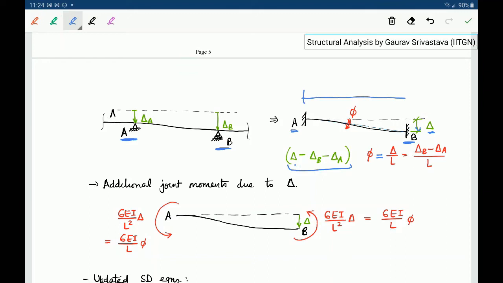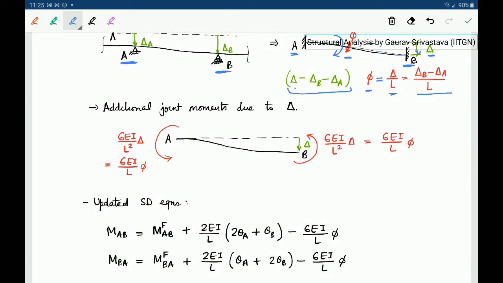So this is delta divided by the length of the beam, and we are able to do this because we are dealing with small deformations. So this chord rotation is in the clockwise direction. Okay, so at joint A, the clockwise rotation phi is happening because the point B is settling downwards relative to the joint at A, right? So this chord rotation phi is delta by L, or delta B minus delta A by L. Okay, and since we are considering a clockwise positive sign convention, this type of chord rotation will be a positive chord rotation.